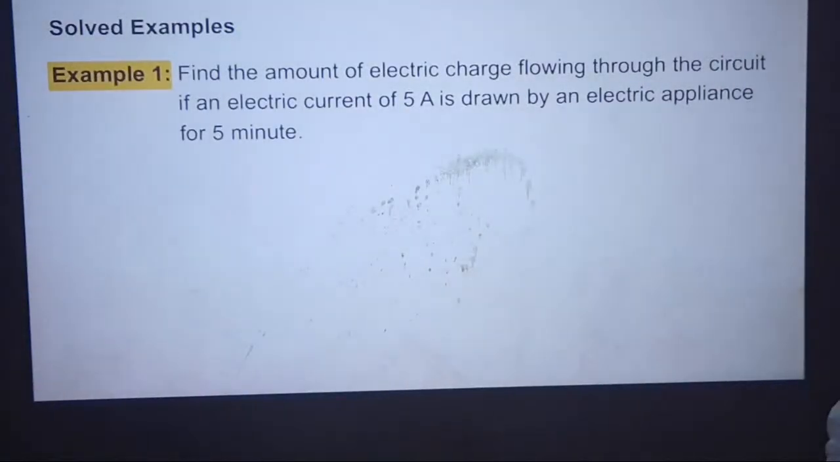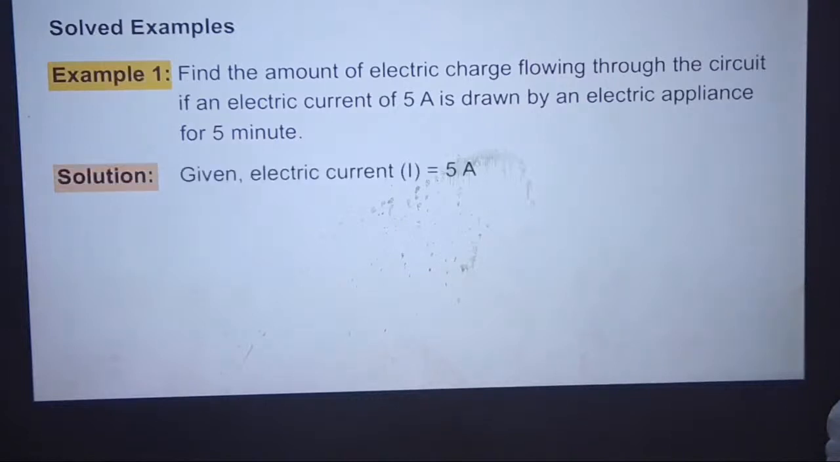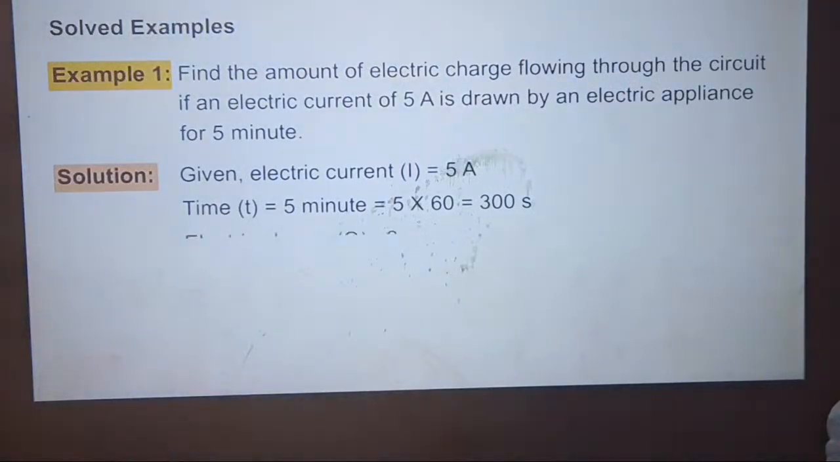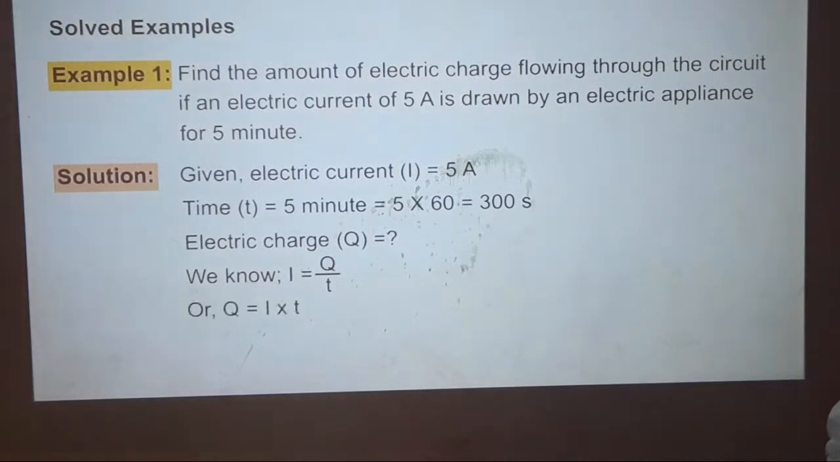Example 1. Find the amount of electric charge flowing through the circuit if an electric current of 5 amps is drawn by an electric appliance for 5 minutes. Solution: given electric current I equal to 5 amps, time t equal to 5 minutes equal to 5 into 60, that is equal to 300 seconds. Electric charge Q to be found out. We know I equal to Q by t, or Q equal to I into t, or Q equal to 5 amps into 300 seconds equal to 1500 coulombs.